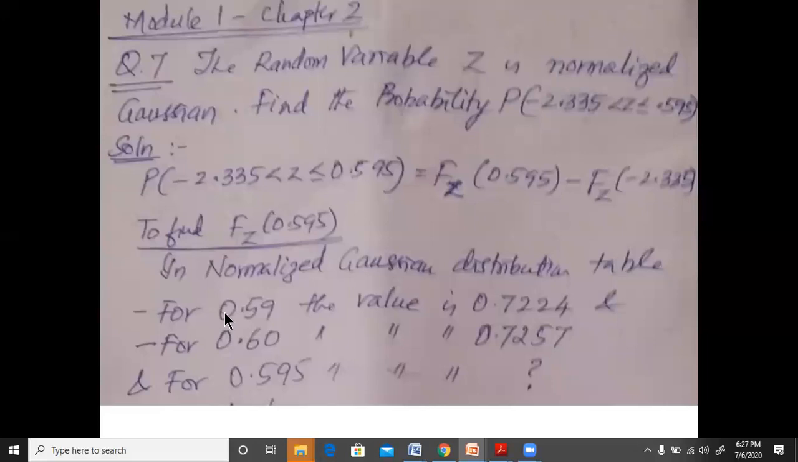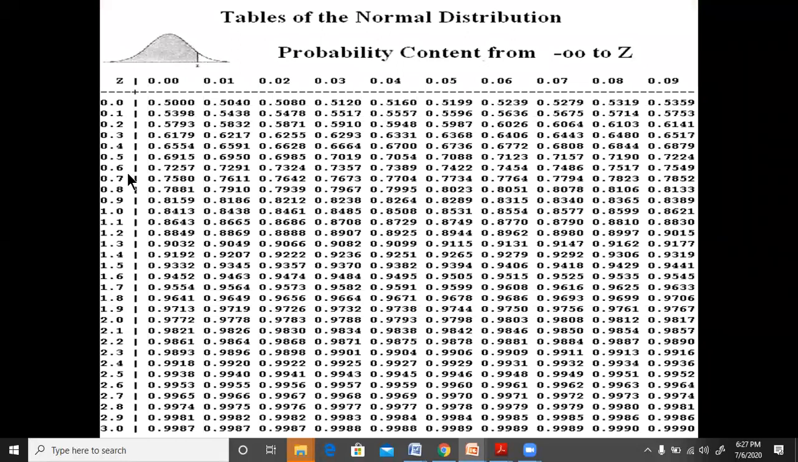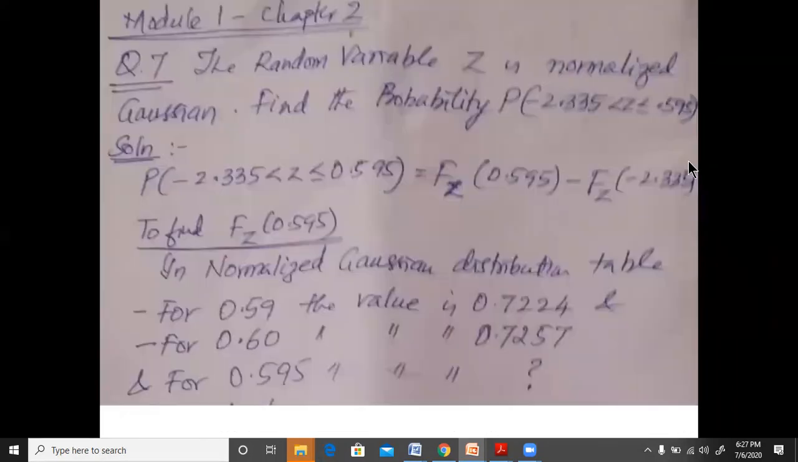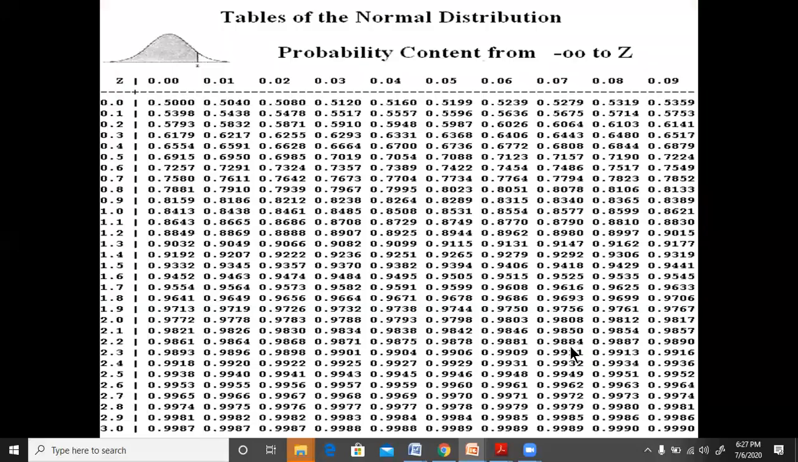What is available to us is 0.59 and 0.60. So against 0.59, you can see that this is 0.5 and you have here 0.59. So this is 0.7224. That's the value there. Then for 0.60, similarly, we can find that the value is 0.7257.